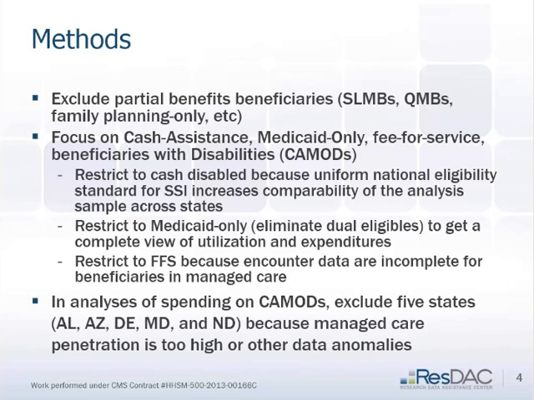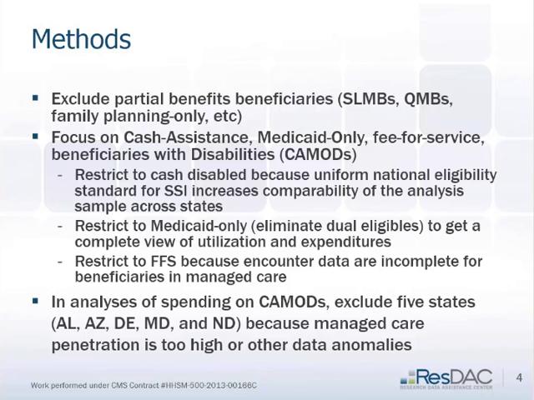So then we started making some restrictions. We excluded people with restricted benefits, and we decided to focus on what we began to call the CAMODS. These are cash assistance, Medicaid only, fee-for-service beneficiaries with disabilities.